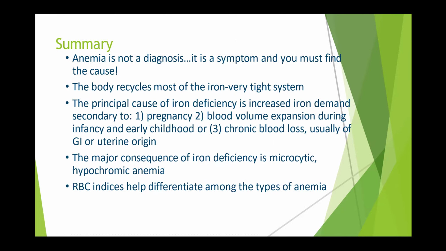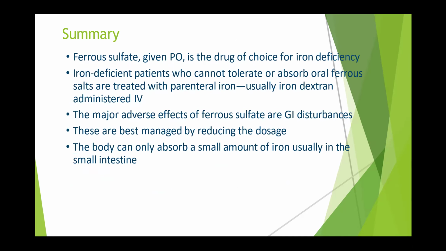And the major consequence of iron deficiency is microcytic hypochromic anemia. You've got little pale red blood cells. And those red blood cell indices that we looked at in the beginning help to differentiate the different types of anemia. Ferrous sulfate given by mouth, PO, it's the drug of choice for iron deficiency.